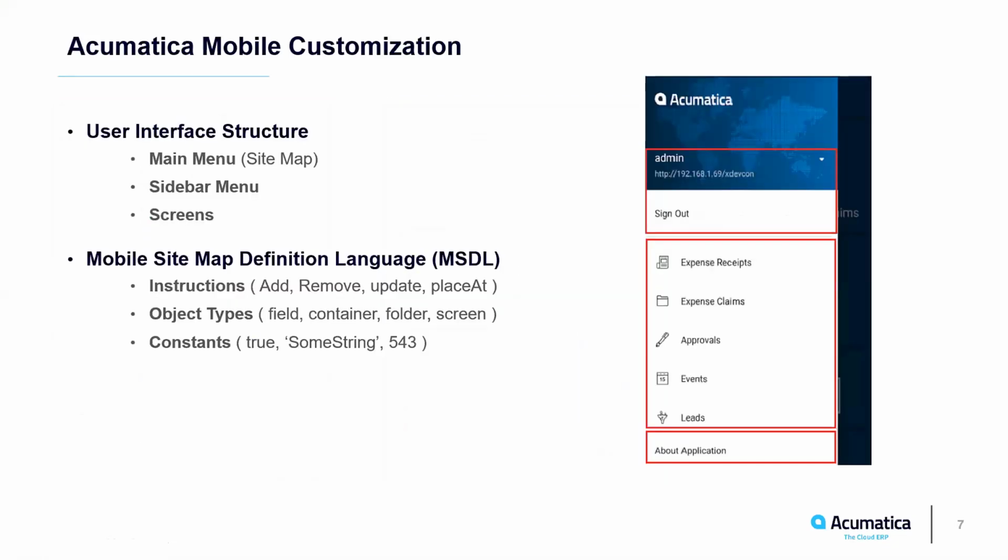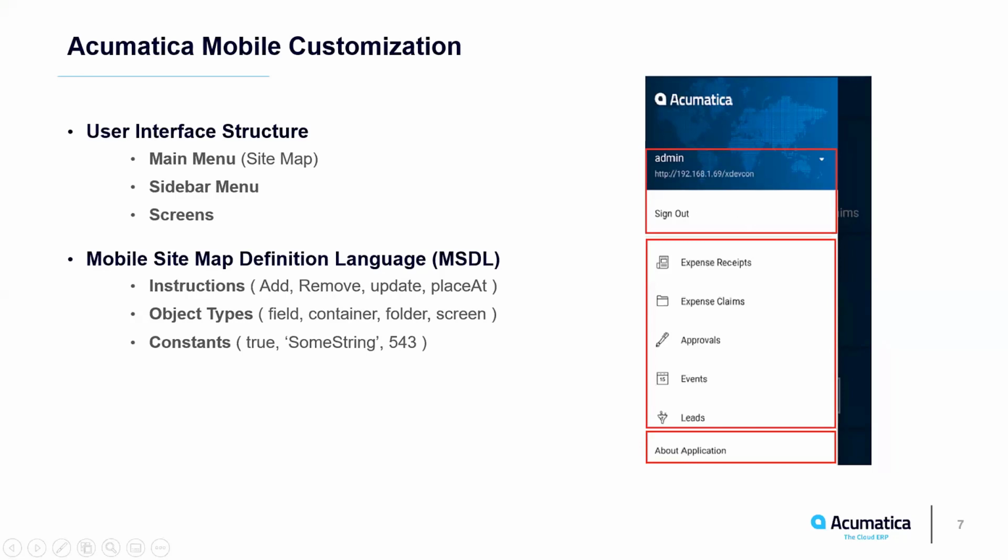All right, as mentioned before, the mobile sitemap is used to configure the mobile application. The mobile user interface consists of main and sidebar menus and the screens. The sidebar section contains information about the different accounts used to sign in, and you can switch between them, as we can see on the screen on the right side.